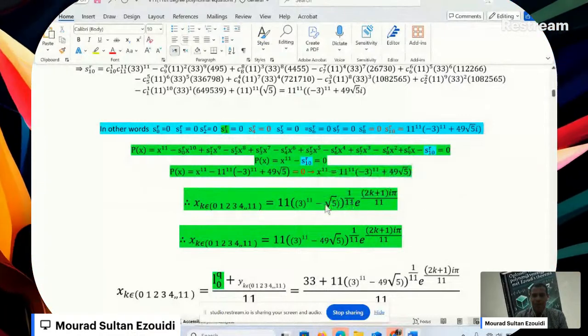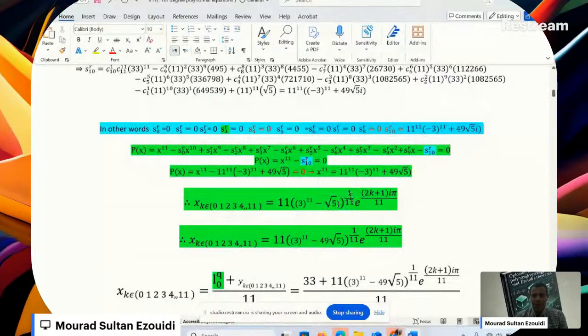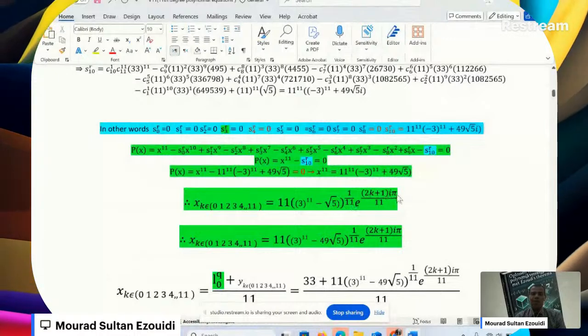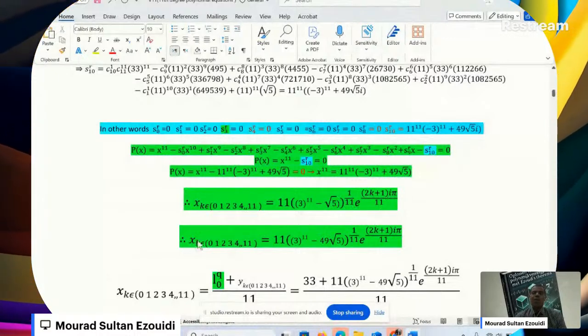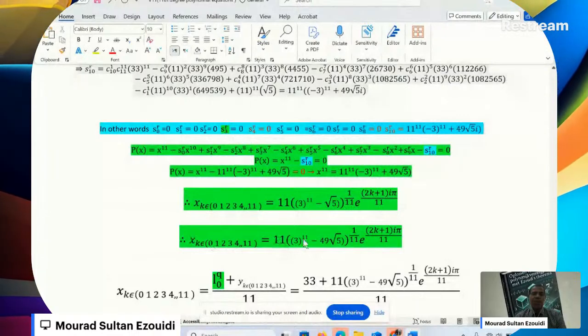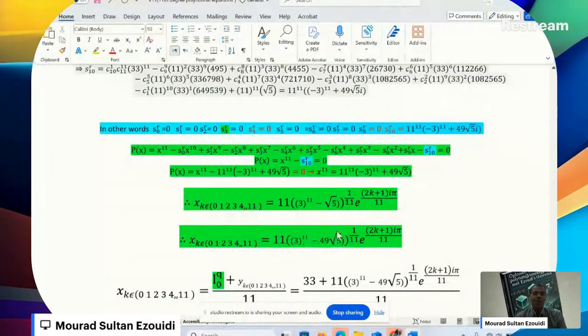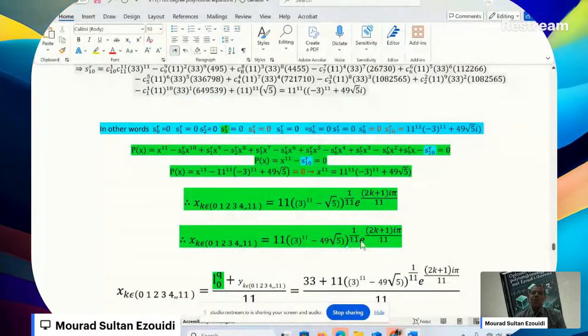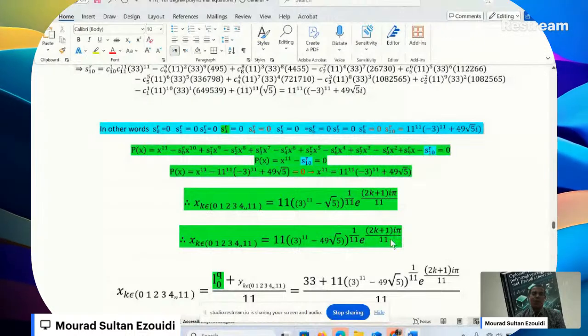So this one is 49 root of 5i raised to the power 1 over 11 exponential 2k plus 1 i pi over 11. Then the x roots have to be written as 11 times 3 raised to the power 11 minus 49 root of 5i, raised to the power 1 over 11, exponential 2k plus 1 i pi over 11.